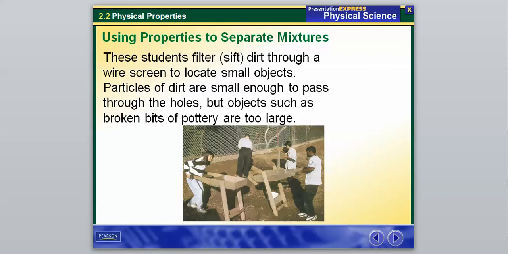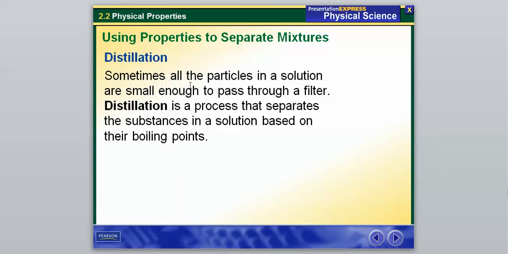However, we're not going to be able to do that with every single mixture that we have, because sometimes all of the particles in a solution are small enough to pass through a filter. Let's say we want to separate sugar from the hot tea that we made. Everything that we pour over that filter is just going to pass through. The sugar is small enough that it's not going to get caught in the filter. So this is where we would use a process that is called distillation.